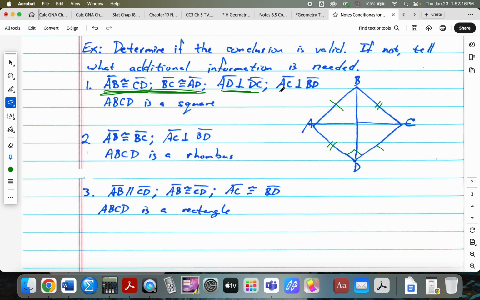And then this says AC is perpendicular to BD. So the diagonals are perpendicular. What kind of a parallelogram has perpendicular diagonals? Again, look back at your notes. A rhombus. So now I know it's a parallelogram, I know it's a rectangle, I know it's a rhombus. It has to be a square then. So this is valid. Yes, Peter?